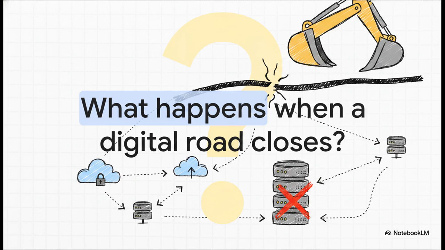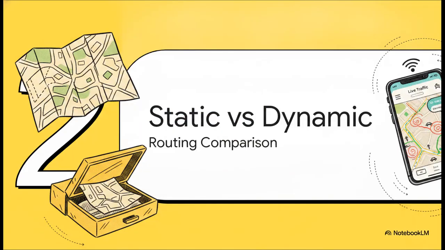What happens when a digital road closes? Say a server completely goes down or a fiber optic cable gets accidentally cut by a construction crew. It happens. So how does the network react to these blockages? Well, network administrators basically have two fundamentally different ways to solve this problem. That brings us to Section 2, static versus dynamic routing, a routing comparison.